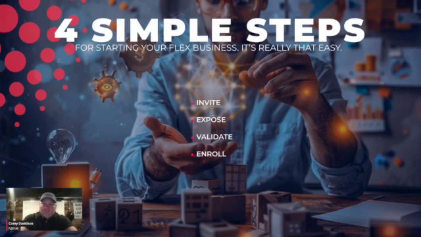And it's through these 4 simple steps that do everything. It's invite, expose, validate, and enroll. Those are the 4 processes in which you bring a network together. So when we talk about validation, I like to talk about when I'm first introducing somebody and I'm building it as a network.